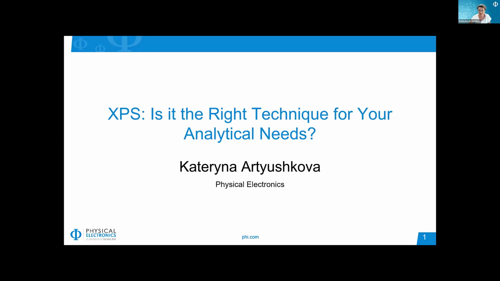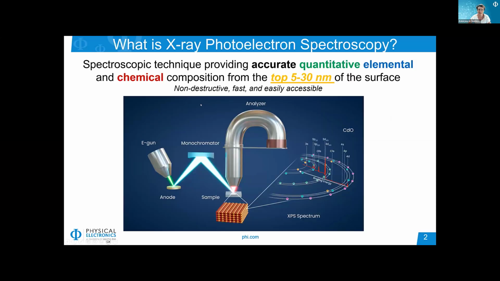So today we're going to be talking about whether XPS is the right technique for your analytical needs, the question that you're trying to study. So first, what is XPS? XPS is a spectroscopic technique that provides accurate quantitative, elemental, and chemical composition from the top 5 to 30 nanometers of the surface. The key to the success of the XPS technique is quantification and chemical sensitivity. It's also non-destructive, fast, and easily accessible.